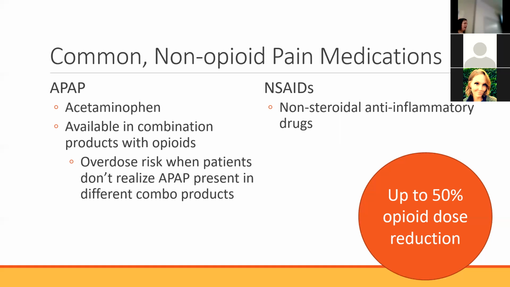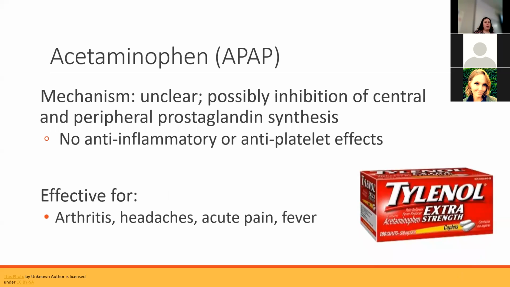Or NSAIDs as well as acetaminophen can reduce your opioid requirements. So acetaminophen, we don't really know how it works, but it's been around like forever. There's something to do with prostaglandins, we think, but it does not have anti-inflammatory and it does not have anti-platelet effects. So those are some of the things that differentiate it from NSAIDs.